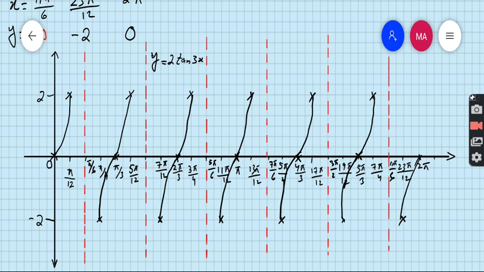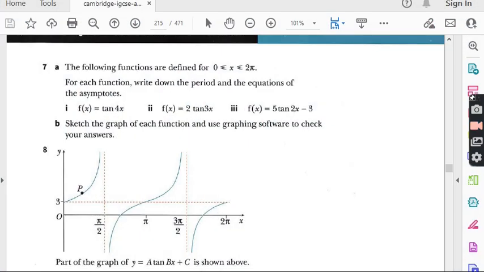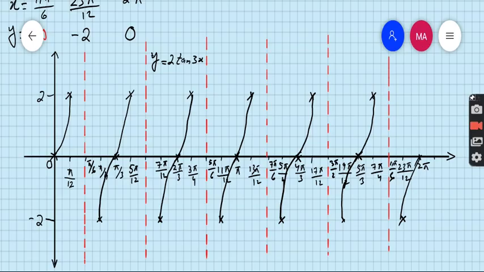What is left in this question? Question number 7, part 3, 5 tan 2x minus 3. We will do part number 3 and finish this question in the next lecture. It's enough for today's class, part 2.